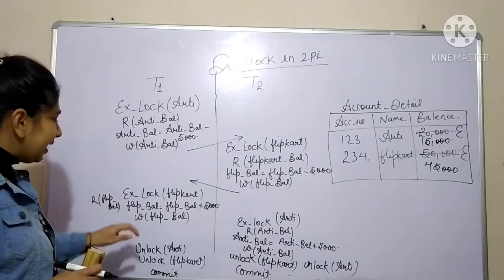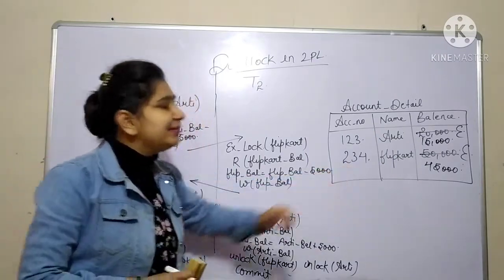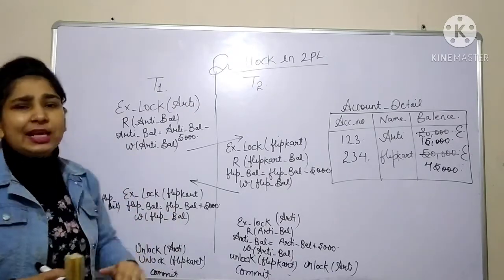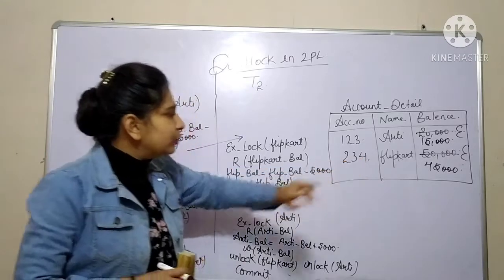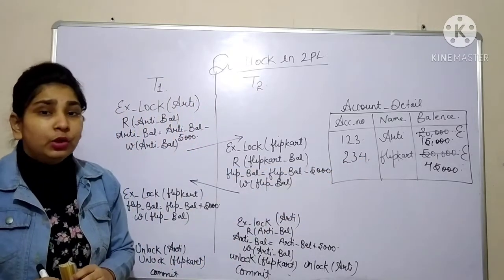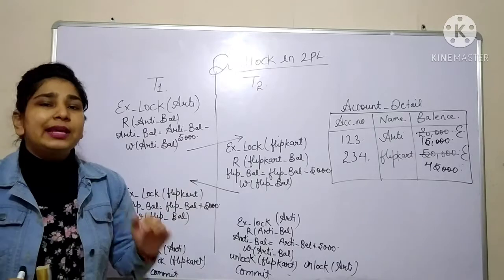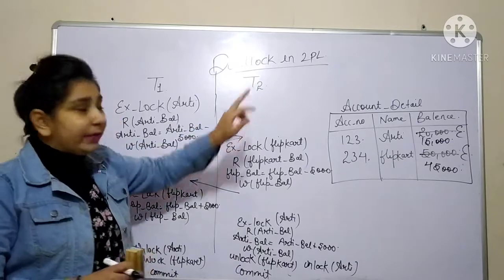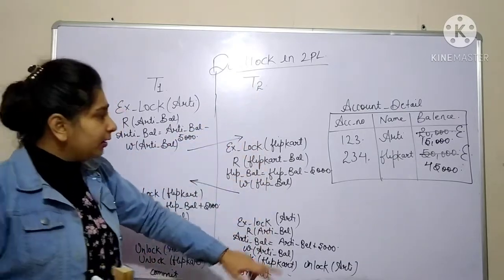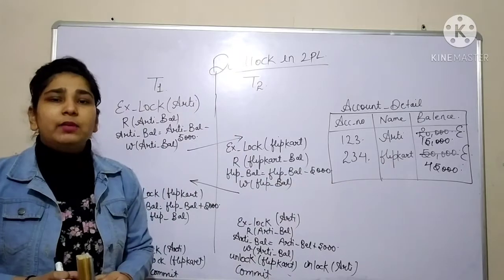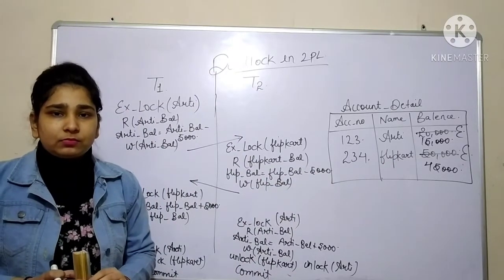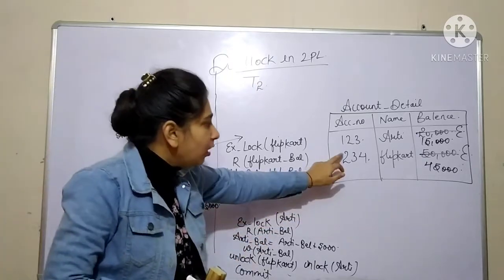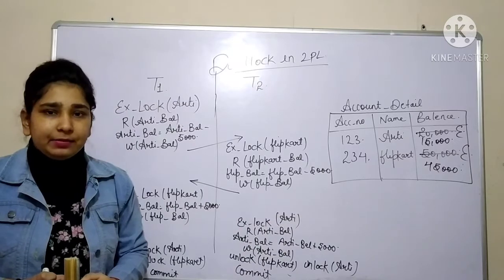So firstly I have to take an exclusive lock on the Flipkart database item. But is it possible for transaction T1 to take an exclusive lock on this database item? No. Transaction T1 cannot get the exclusive lock on this database item because transaction T2 has already got the exclusive lock on it.